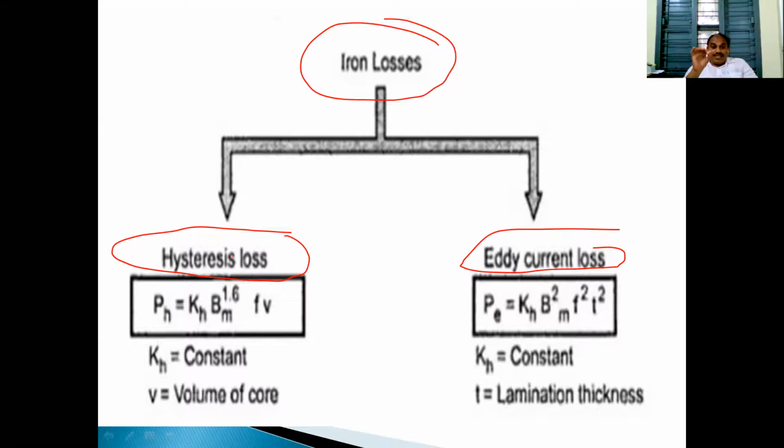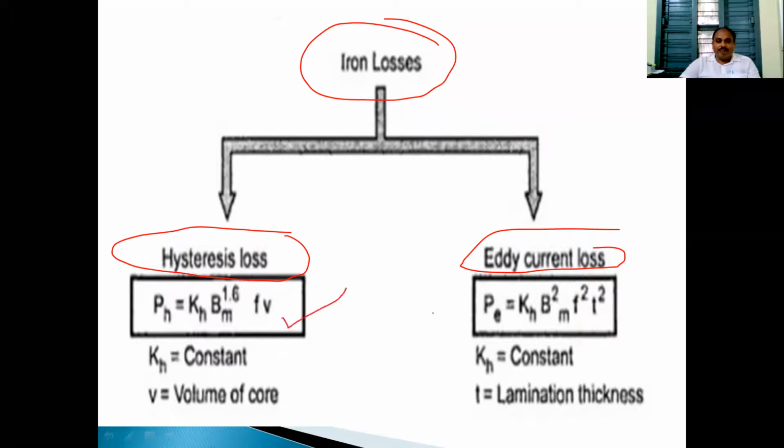To reduce the hysteresis losses, we use good magnetic material as a core material. If you use good magnetic material, it provides a very, very low reluctance path for magnetic flux. A very low reluctance path means opposition to the magnetic flux decreases, therefore hysteresis losses decrease.